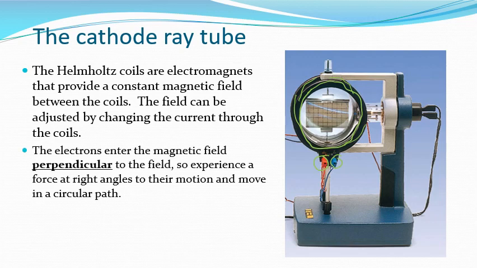And when the electrons enter perpendicular to that field, they experience a force at right angles to their motion, and so they can follow this curved path because of the force due to the magnetic field that's acting upon them.